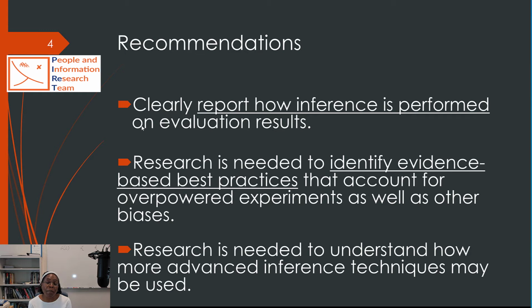As a first step, we propose that researchers report on how they performed inference on their evaluation results. This will enable readers to fully understand the result of their analysis. One limitation with the classical test is its dependence on sample size. This is a challenge with recommender system experiments, where the sample size is in the thousands and millions. This can make them overpowered, such that they can detect tiny changes as significant. Therefore, research is needed to identify best practices that account for overpowered experiments as well as other biases.